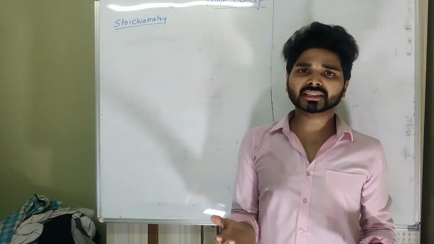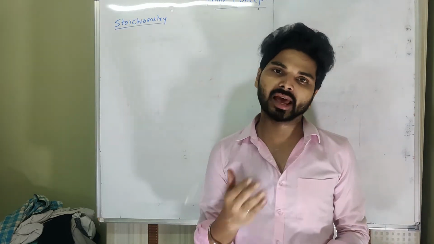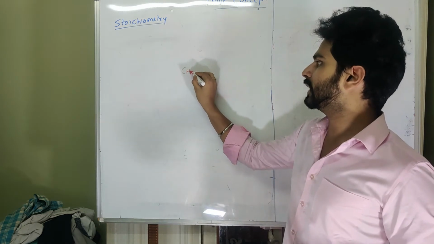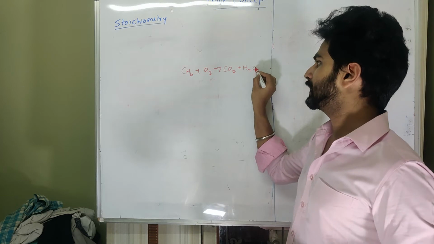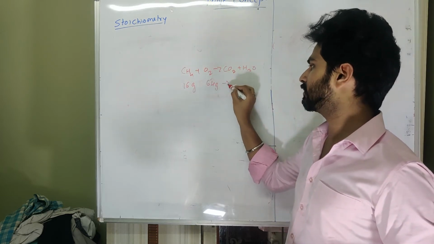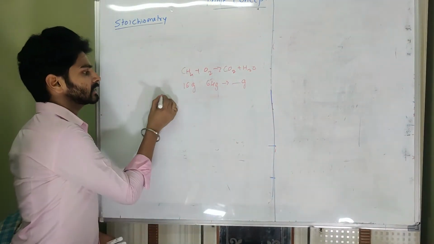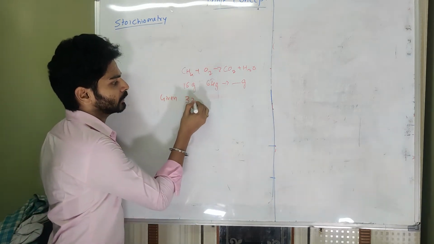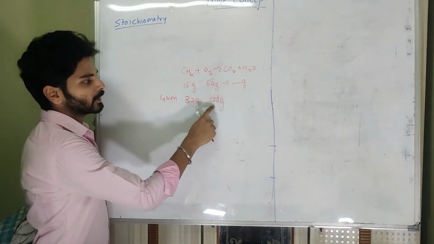If both the reactants are given in stoichiometric quantity, then any reactant can be used to calculate the amount of product formed. Let us say methane reacting with oxygen giving us CO2 and H2O, and here we know 16 grams needs 64 grams of this, and we are asked to calculate how much CO2 is formed. Now the given data, let us say this is 32 grams and this is 128 grams. Given data is 32 gram and 128.